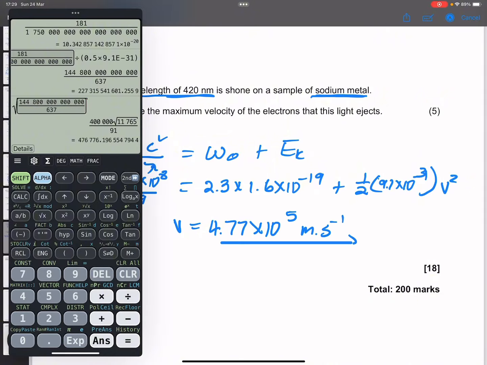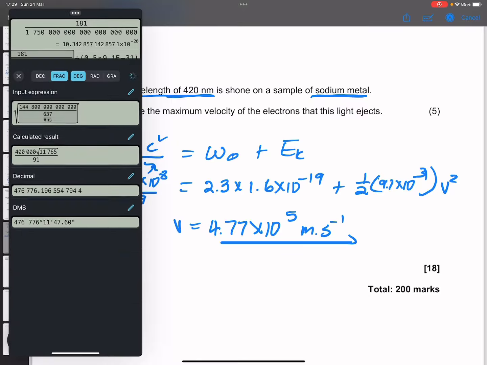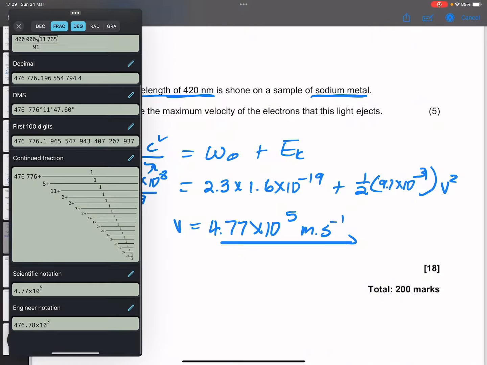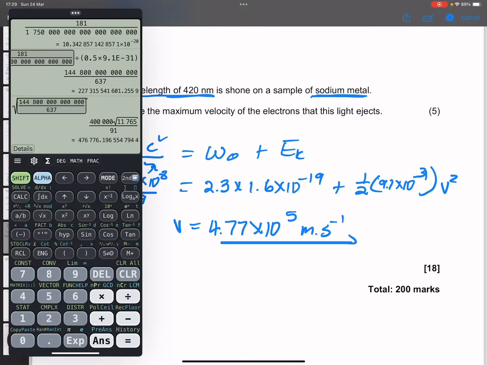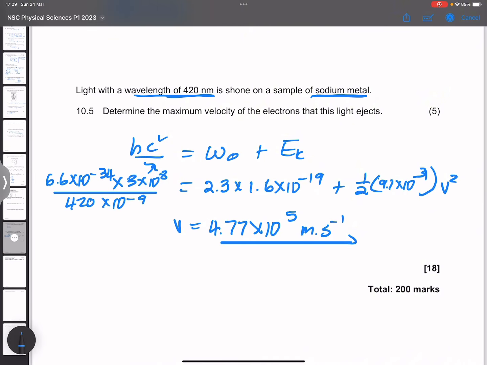Of course, my calculator can give you that in scientific form, so that's 4.77 times 10 exponent 5. And ladies and gents, that is out of 200 marks.